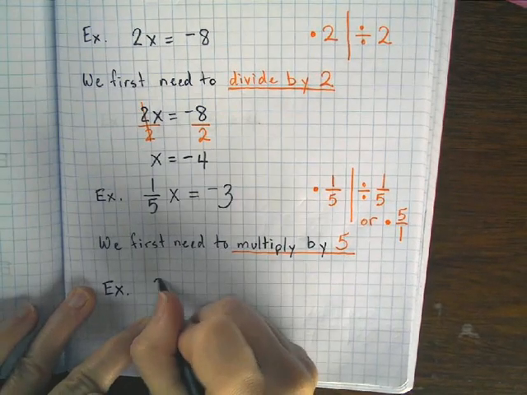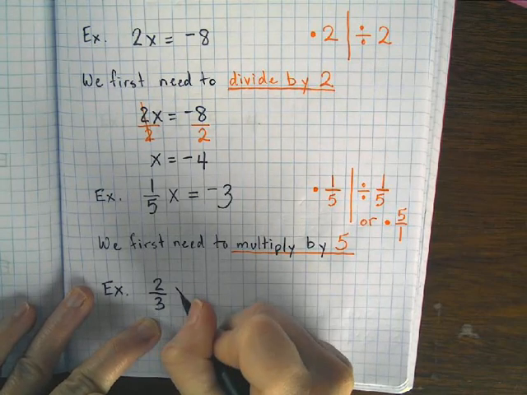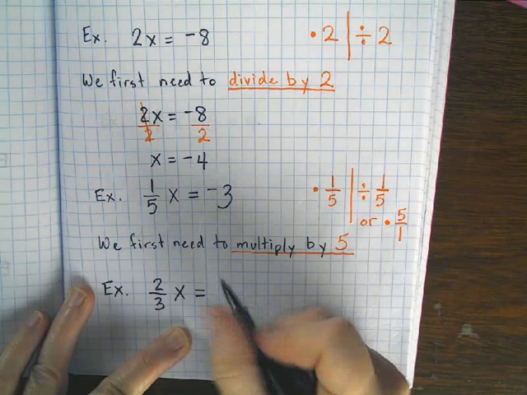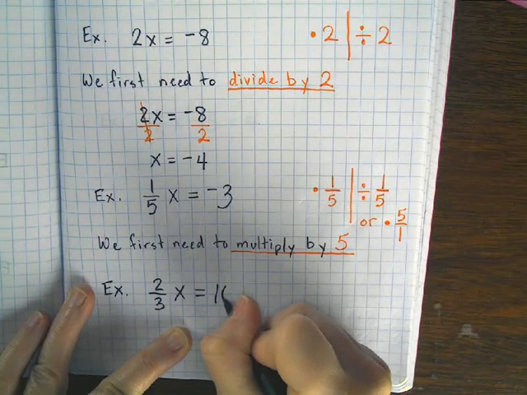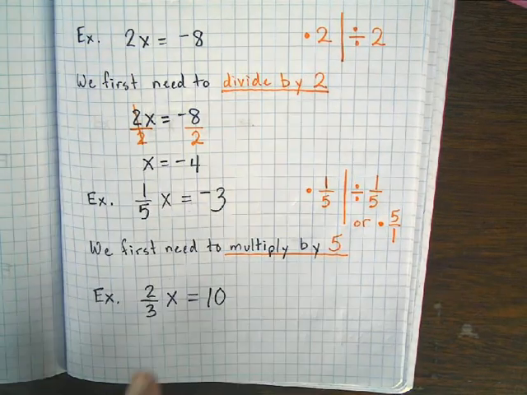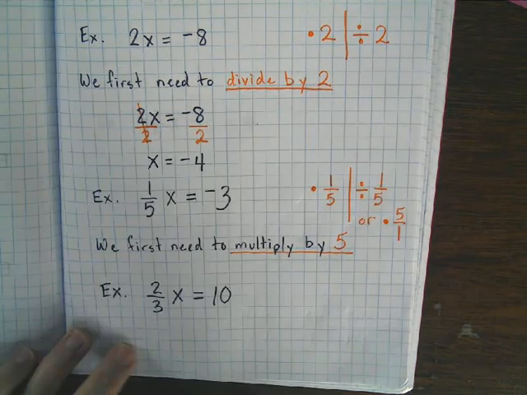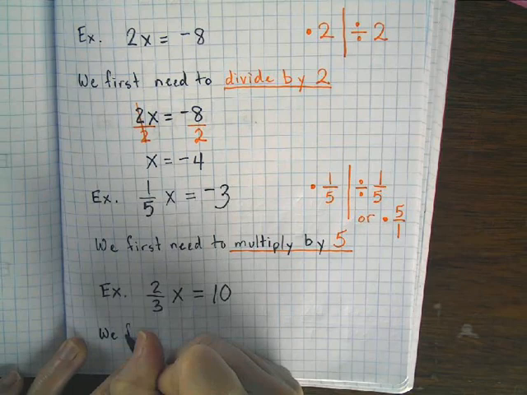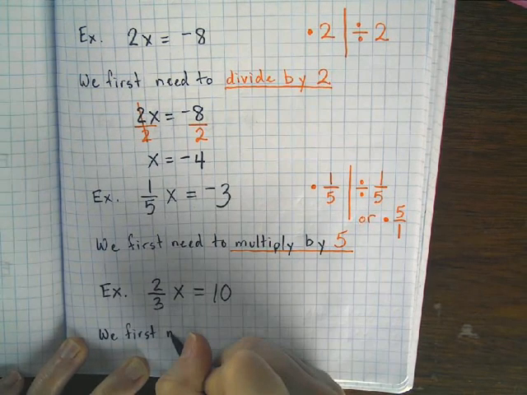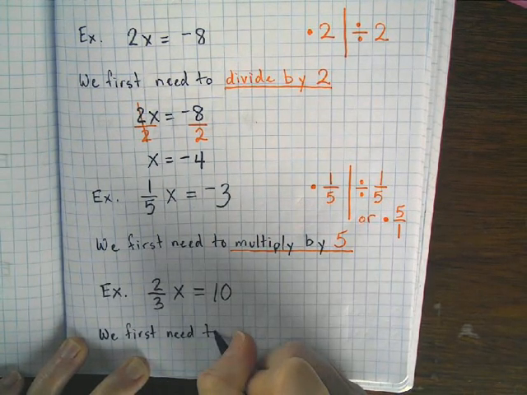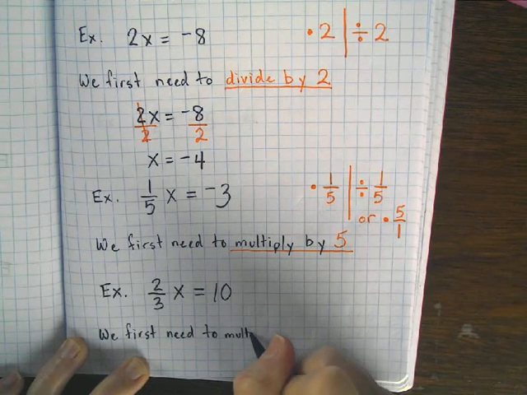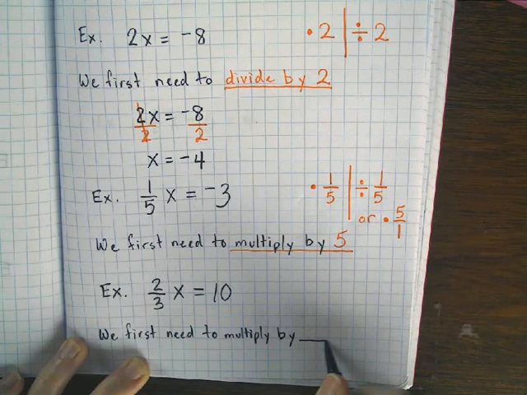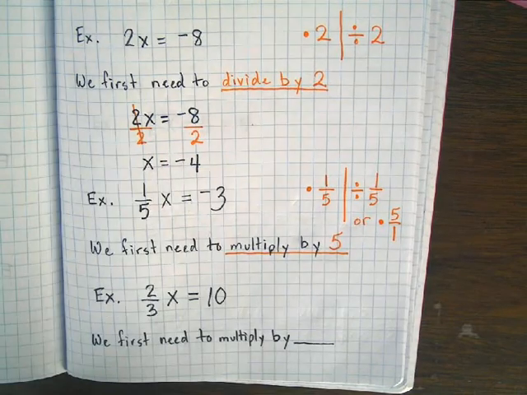What if I had 2/3 times x is equal to 10? What would we need to do first? Okay, so if I said we first need to multiply, what are we going to multiply by? Okay, this is like how it looks in math space. They want you to fill in the blank. What are we going to multiply by?